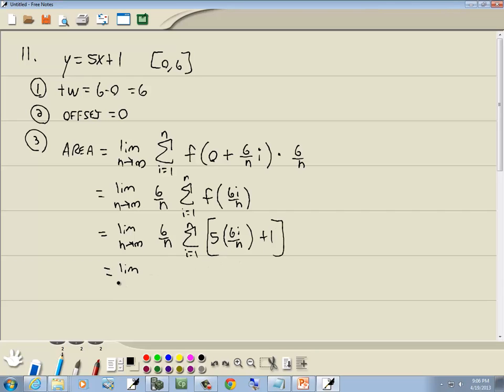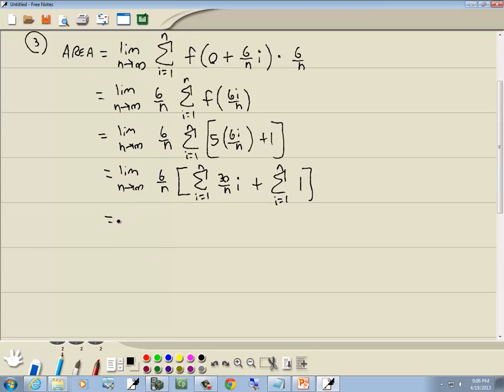Okay, so that's going to give us the limit as n goes to infinity of 6 over n. And we're going to split this into separate summations. So we got the summation from i equals 1 to n of 30 over n times i, plus the summation from i equals 1 to n of 1. So again, 5 times 6 is 30, so that's our 30 over n times i, and then the 1. I just split them into two separate summations.